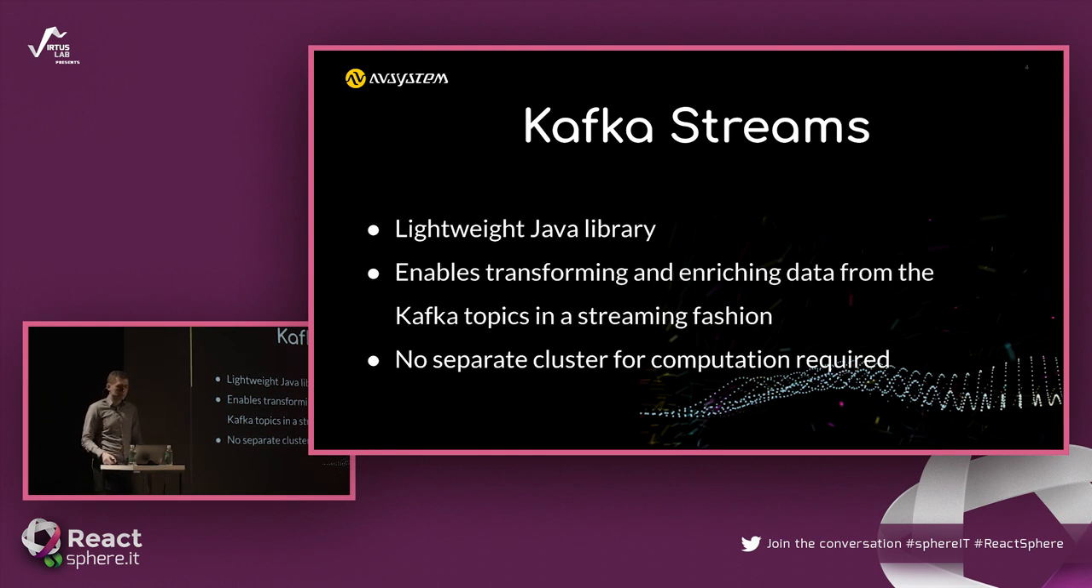What is it? It's just a lightweight Java library that you can include in your project, based on any JVM language. It can be Java, it can be Scala, and it enables transforming the data from one Kafka topic to another. The key feature of Kafka Streams is that no separate cluster for computation is required. Compared to Apache Spark or Apache Flink, where Kafka is just a message queue, just an event bus that provides the data to the computational cluster, Kafka Streams reuses the actual Kafka cluster to perform computation in a streaming fashion.